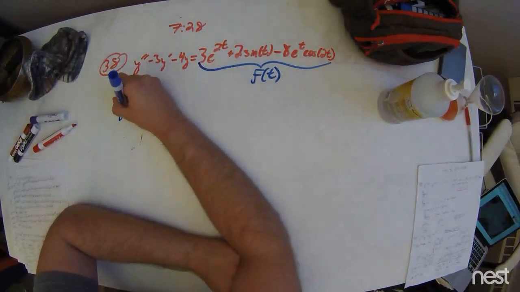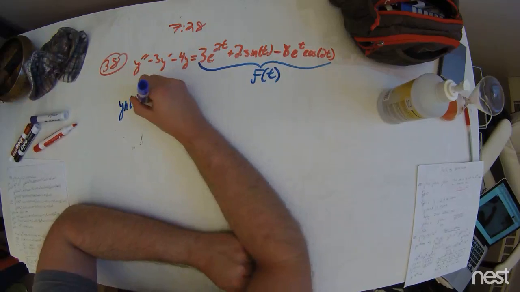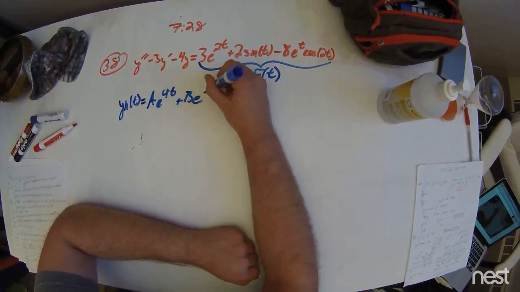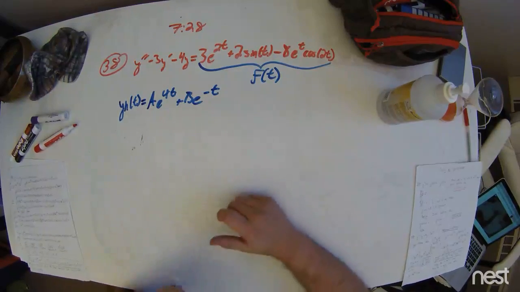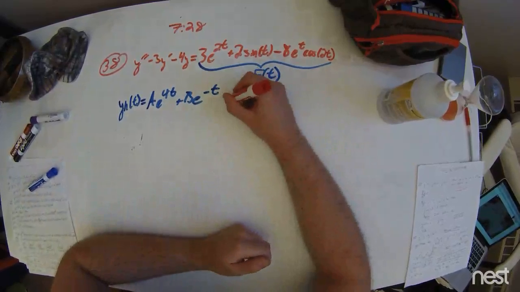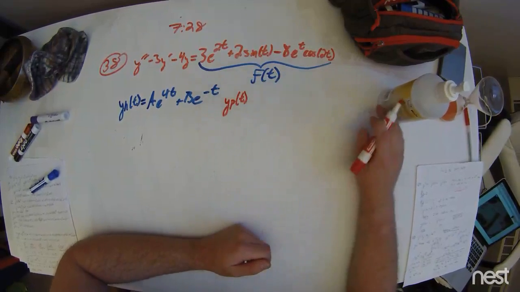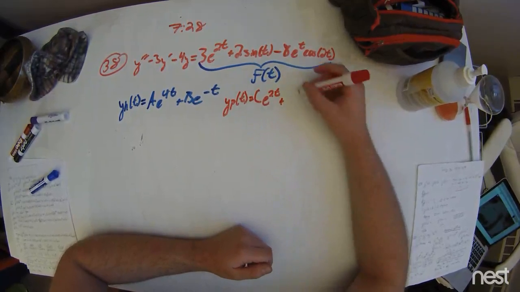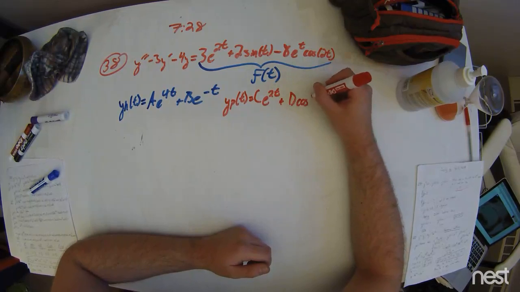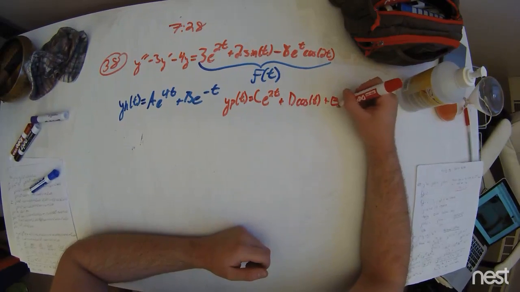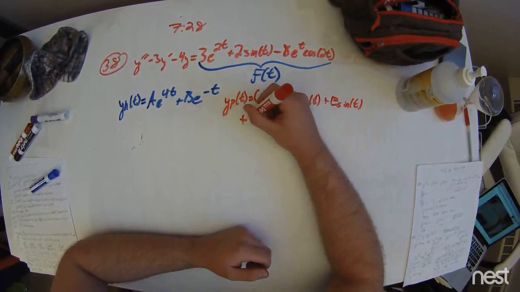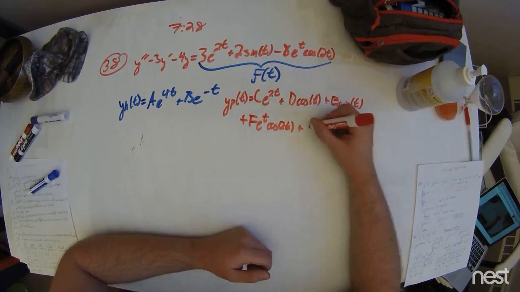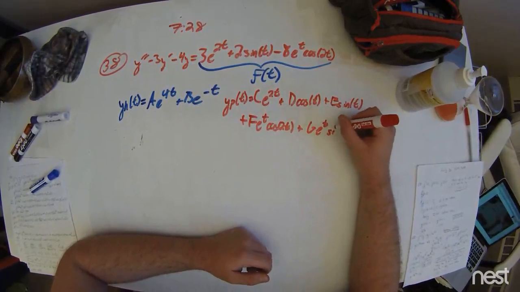Y homogeneous is again A e to the 4t plus B e to the minus t. Y particular was C e to the 2t plus D cosine of t plus E sine of t plus F e to the t cosine of 2t plus G e to the t sine of 2t.